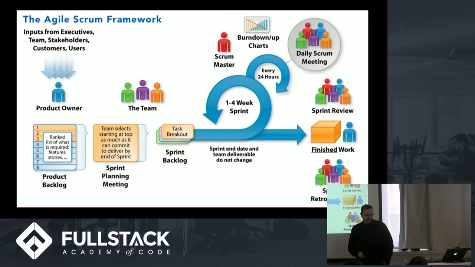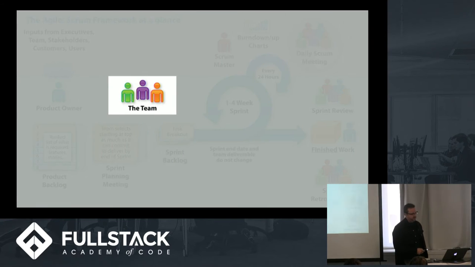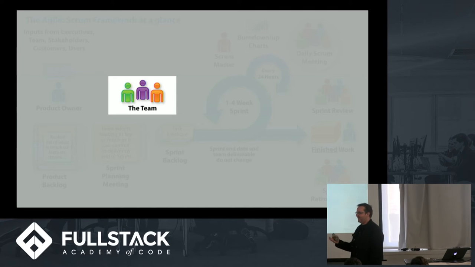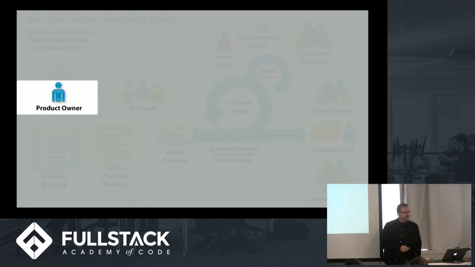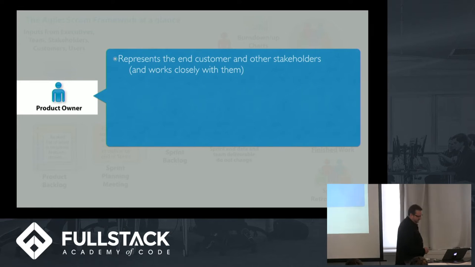So in fact, let's look at the team members next, right? The people who are involved in this process. First, there's the team. That's you guys. That's the engineers, okay? Then you have your product owner. And the product owner is responsible for a few things. First of all, representing the customer and the stakeholders. So they're essentially the voice of the customer.